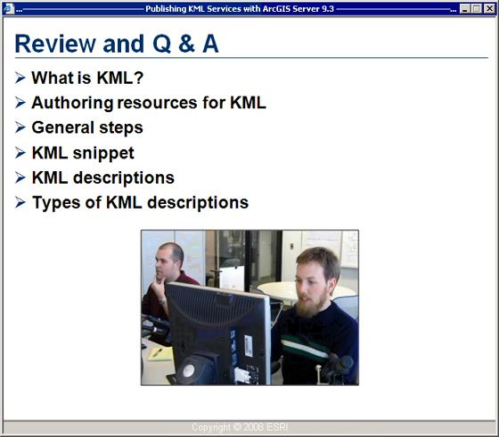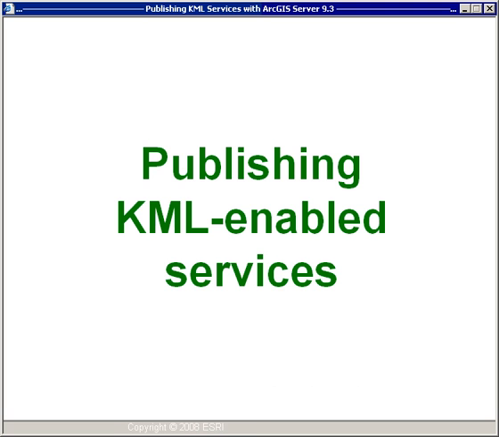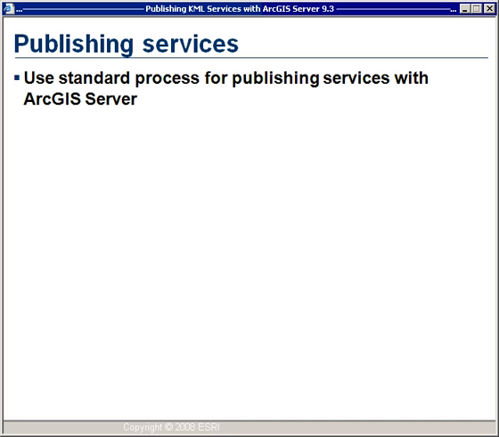Thanks, Mike. So the next section that we're going to work on is publishing KML-enabled services. We've worked hard now to create a resource. We've done some work in ArcGlobe and ArcMap. We've got a resource that we want to enable via the web. So the next step would be to go ahead and publish that resource and create a KML-enabled service from it. It's really very similar to what you would do with a regular map service. So just like the authoring step, the publishing is pretty straightforward.